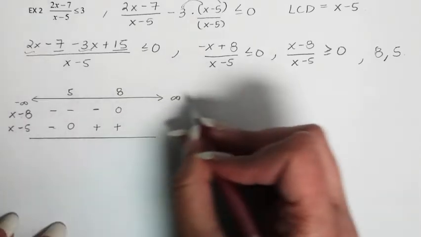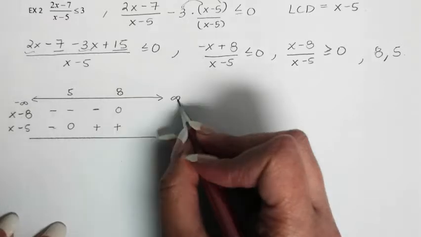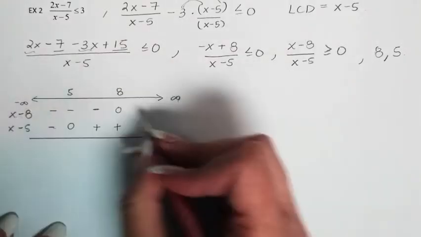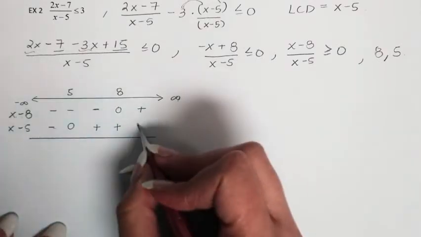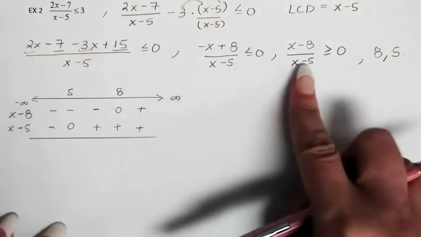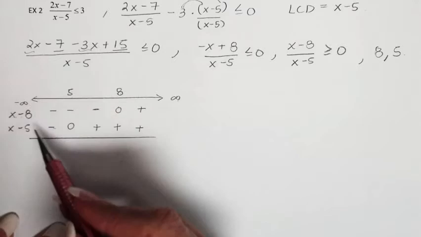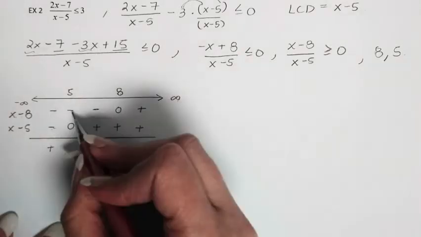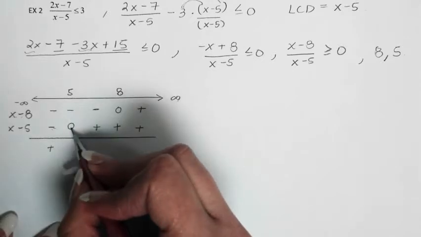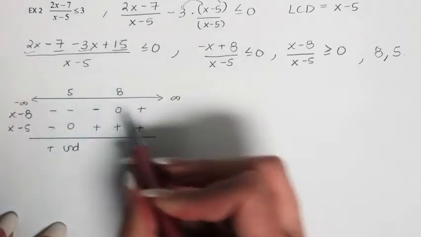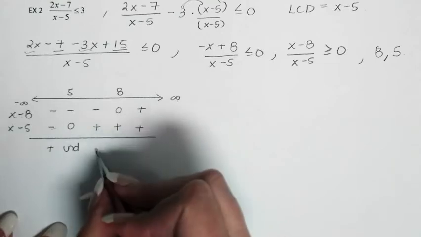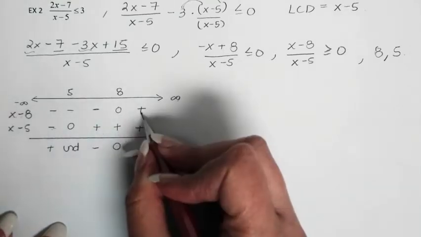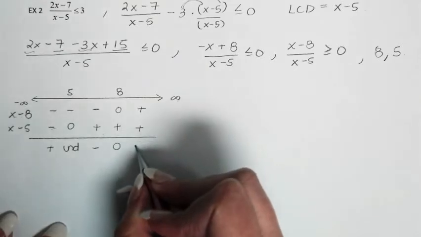And then last but not least, select a number in between 8 and infinity. I would select, I don't know, you can select 9. If you plug 9 here, that's going to be positive. If you plug 9 here, that's going to be positive as well. Now look at your equation here. It's going to be negative divided by a negative. You know that that's positive. Then you know that it's going to be negative divided by a 0. You know that that's undefined. Negative divided by positive, that's going to be negative. 0 divided by a positive, that's going to be 0. And positive divided by a positive, it's going to be positive.